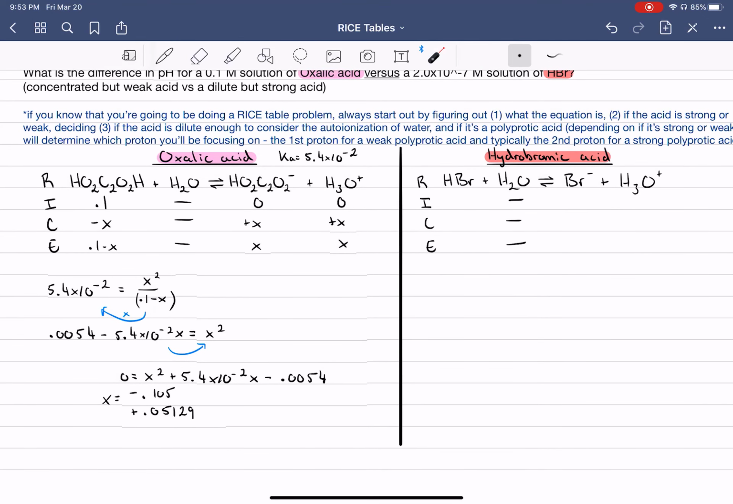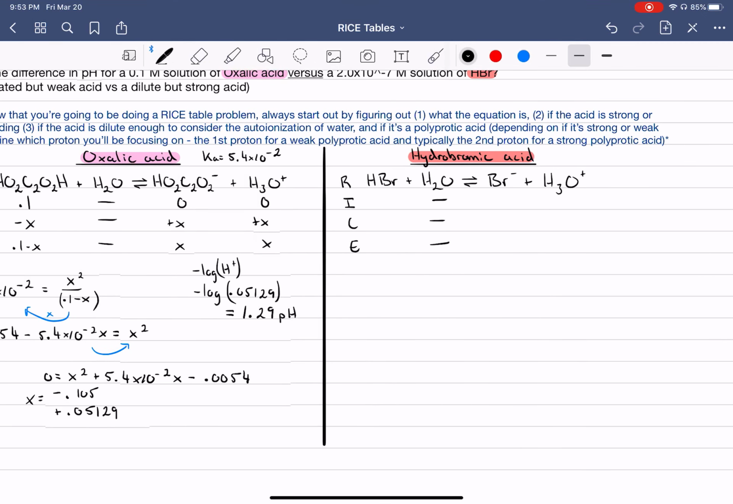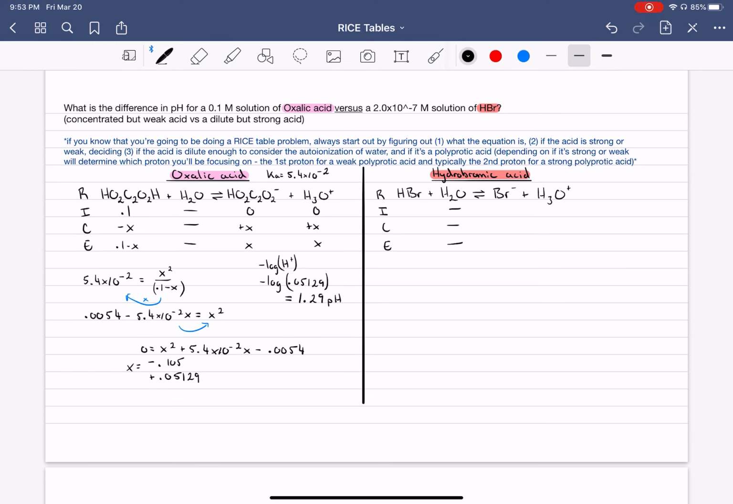The pH we know is going to equal the negative log of the H plus concentration, and we know that the H plus concentration is 0.05129, and that should give us a pH of 1.29. Alright, now I'm going to stop this video so that it's faster to upload, and then I'll move on to hydrobromic acid.